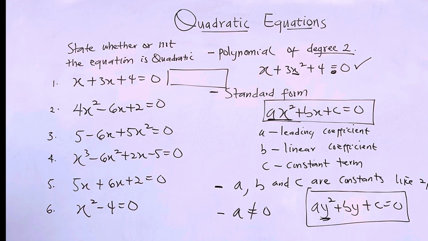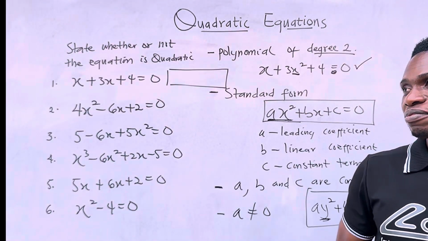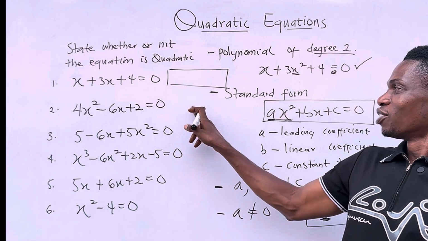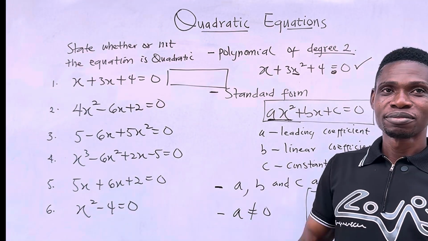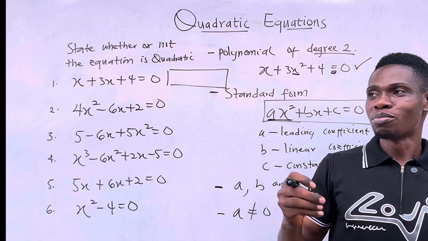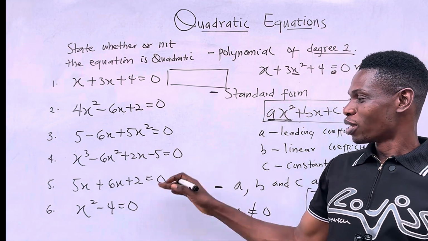All right, so I will give you 60 seconds to fill in your answers. So in the comment section you can place number 1 quadratic, number 2 not quadratic, and so on. So 1 to 6. I'm waiting.